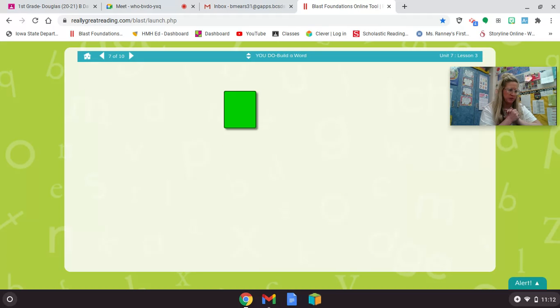Here's the next word. Actually, we'll do one more, and then we're going to be done with phonics, and we're going to go to grammar, okay? How about bed? No, we're going to skip to the next word. The next word is hem.